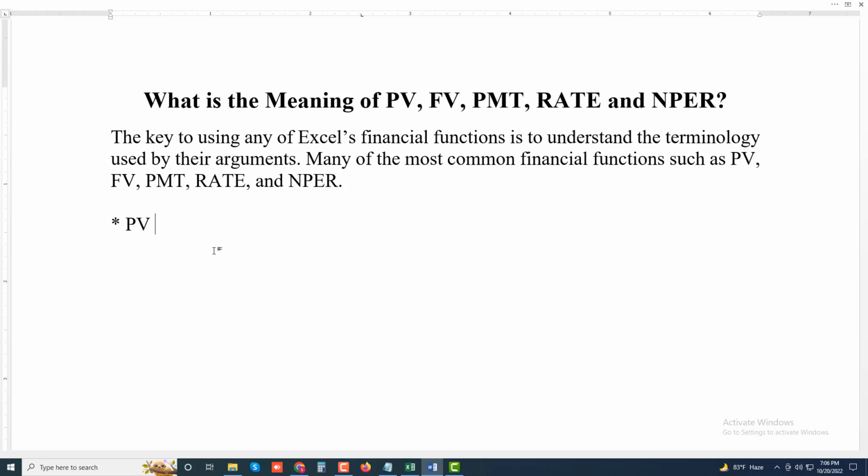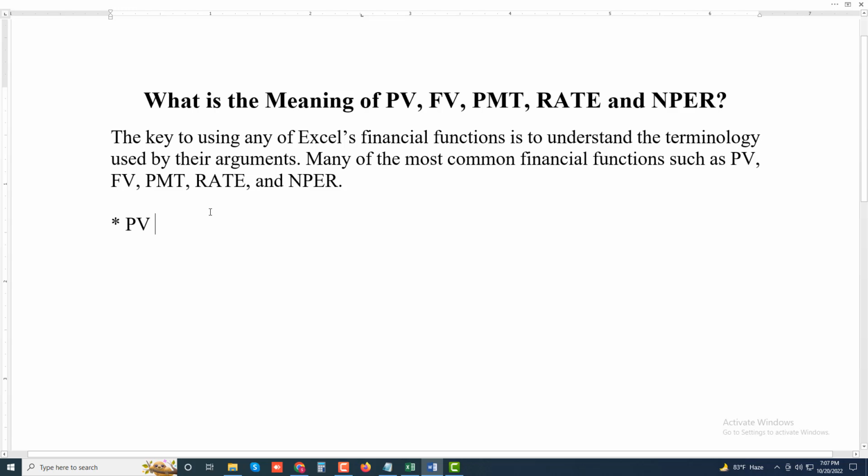Today I'll discuss financial functions. What is the meaning of PV, FV, PMT, rate and NPER? The key to using any of Excel's financial functions is to understand the terminology used by their arguments. Many of the most common financial functions such as PV, FV, PMT, rate and NPER.